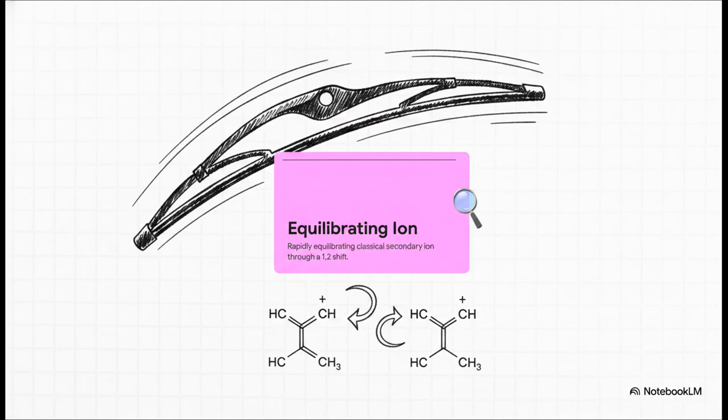So instead of a bridged non-classical ion, Brown proposed what he called the rapidly equilibrating classical ion. Think of it kind of like a windshield wiper on a car going incredibly fast. He argued that you don't have one weird bridged molecule. Instead, you have a normal classical carbocation where the bond rapidly shifts back and forth, a 1-2 shift, between two distinct structures. And it happens so incredibly fast that to our instruments, it just looks like a single symmetrical ion.